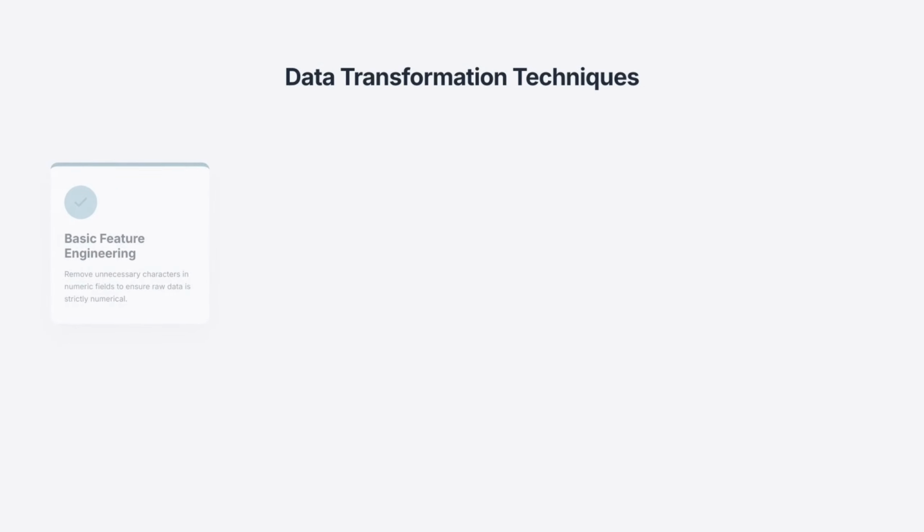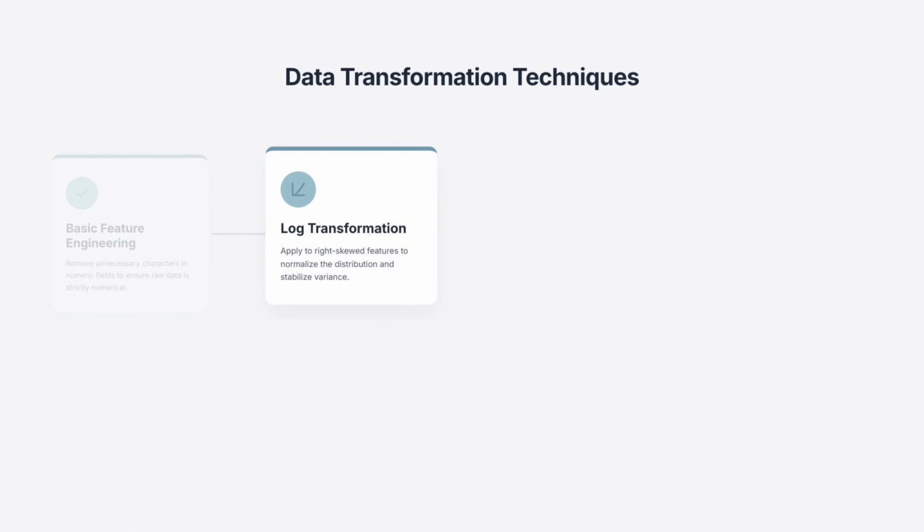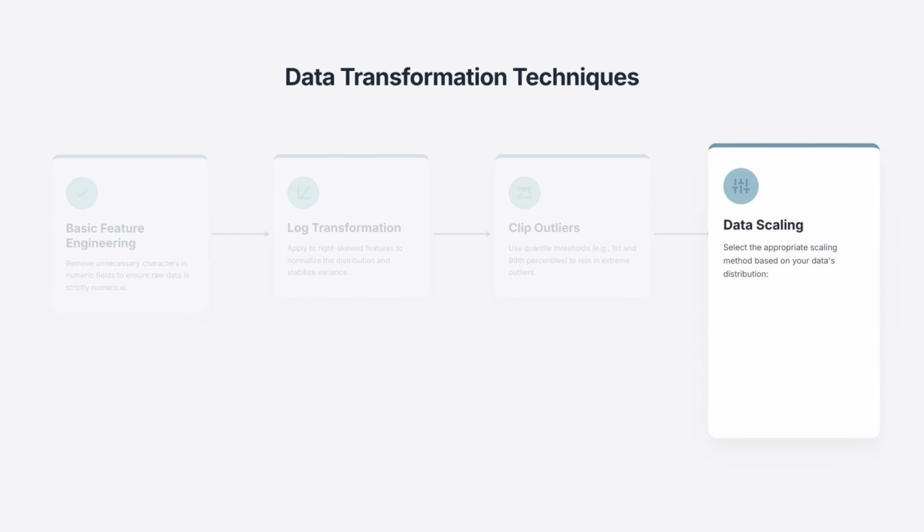To recap, here's a quick checklist for numeric feature transformation. First, clean your data types and remove unnecessary characters in numeric fields. Second, apply log transformations to right-skewed features. Third, use clipping to rein in outliers based on sensible quantile thresholds. And finally, choose a scaling method that fits your data: min-max scaler for generally undistorted data, standard scaler for approximately normal distributions, and robust scaler when skew and outliers are still a concern.